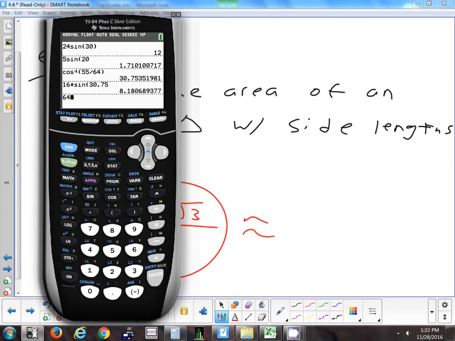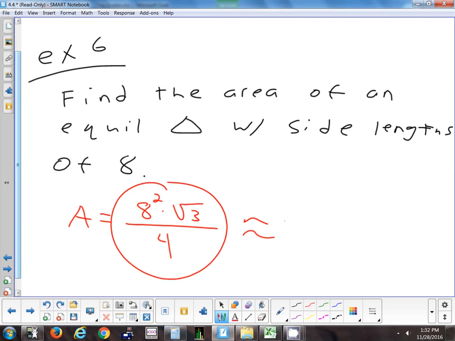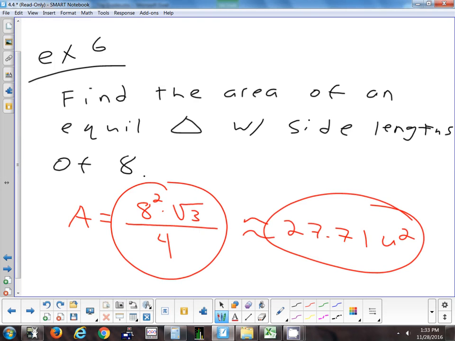So that's 64 times square root of 3, and then divide by 4. It's about 27.71. And they did not tell me what my units were. I don't know what they are, so square units. So even though it did take a little bit of work to get this formula, it's probably one of the fastest ones to use now that we have it, but it only works on equilaterals.